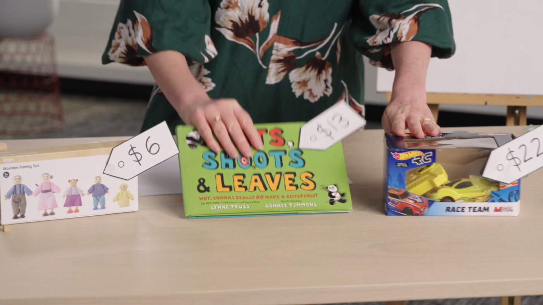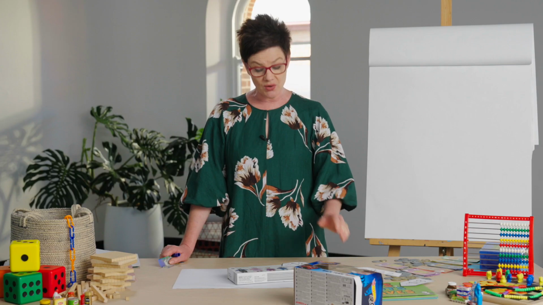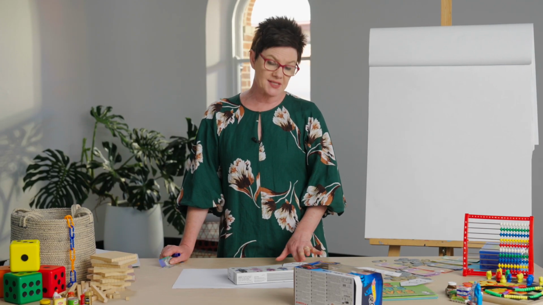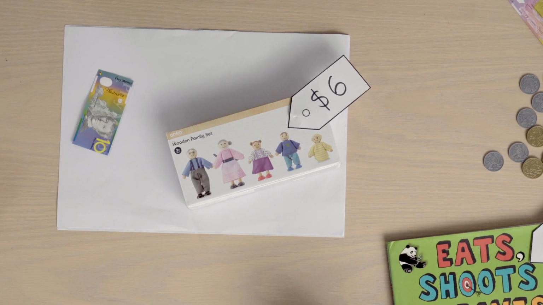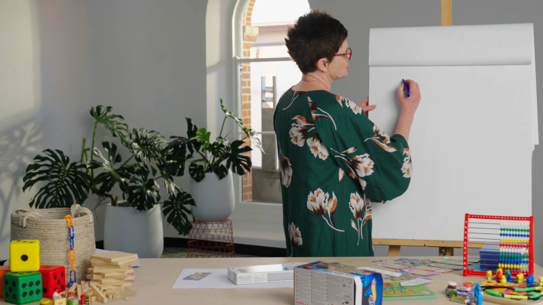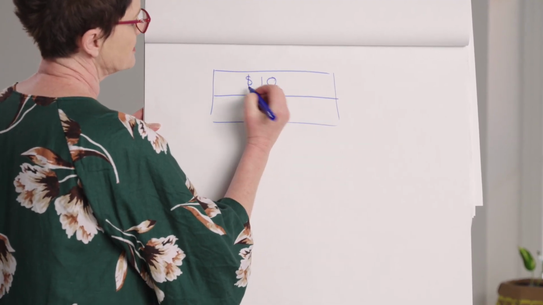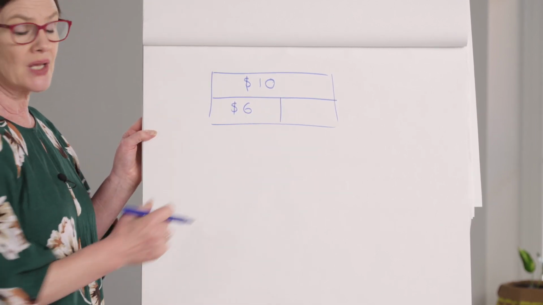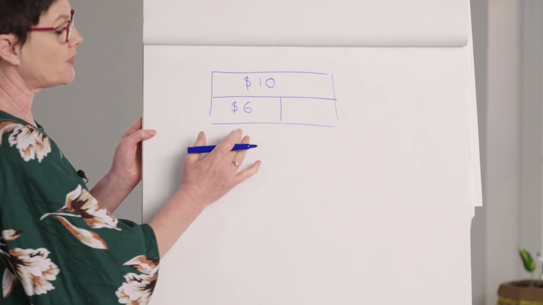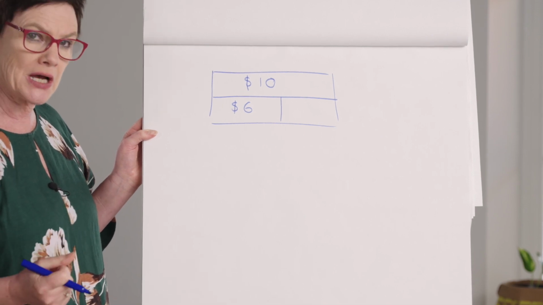Let's have a look at our wooden family set. I'm buying my wooden family set for $6 and I have a $10 note to buy that with. What will be my change? Let's work with the add-on strategy. So the first thing I'm going to do is draw my bar model. Remember, this is my whole $10 and here is a part. This is what I want to buy. So what is the difference? What is the part whole that will get me to the difference and therefore what is my change?